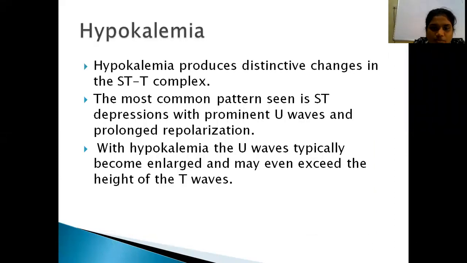Then hypokalemia. Hypokalemia produces distinct changes in the ST-T complex. The most common pattern seen is ST depression with prominent U waves and prolonged repolarization. With hypokalemia, the U waves typically become enlarged and may exceed the height of the T waves. So what are the changes? ST segment depression, and U waves that are enlarged and may exceed the height of the T waves.